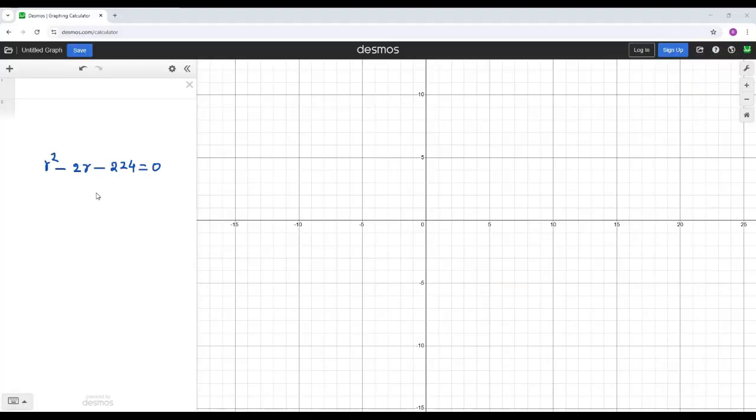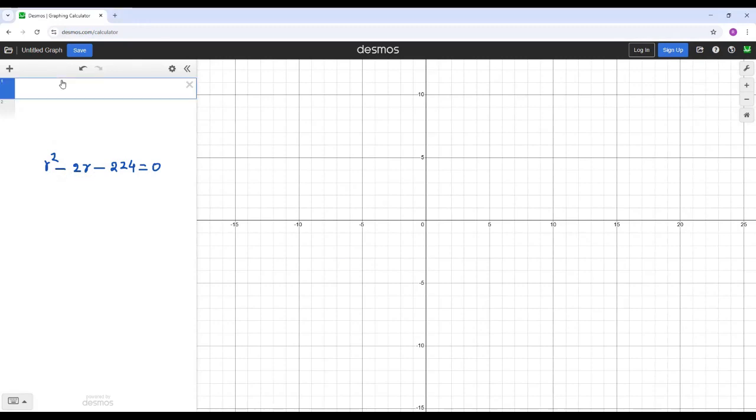Here we have the Desmos graphing calculator. Now we can solve for r in this quadratic equation. For that, we have to give this equation as input. When I give this equation as input, instead of r, I have to give x, because here we have an xy plane. Since we have an xy plane, we can replace r by x. And once we get the values for x, it can be considered as a value for r, that is the radius of the cylinder.